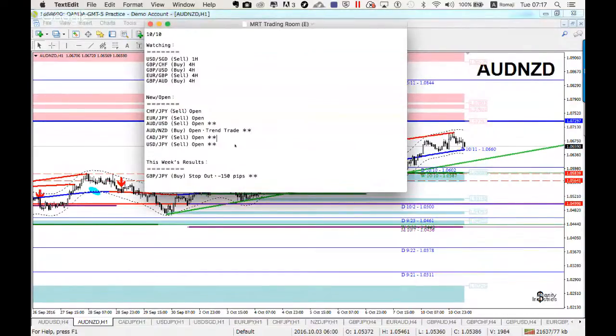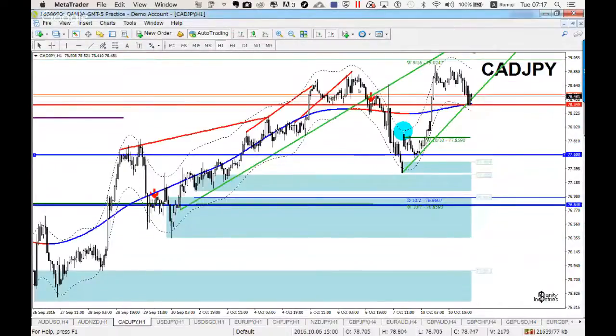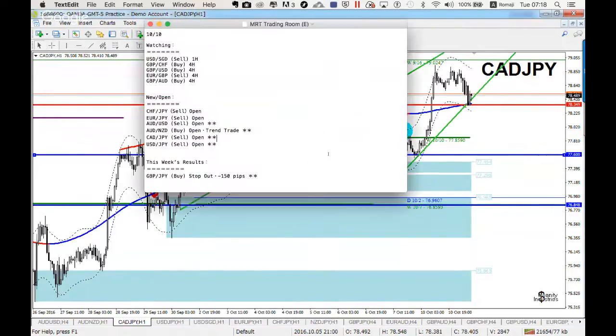Next, we have the CAD yen sell. Now this, we took partial profit on the position at target 1. It retraced into the break-even stop. So this is closed, and our maximum profit we enjoyed on this trade was 74 pips.